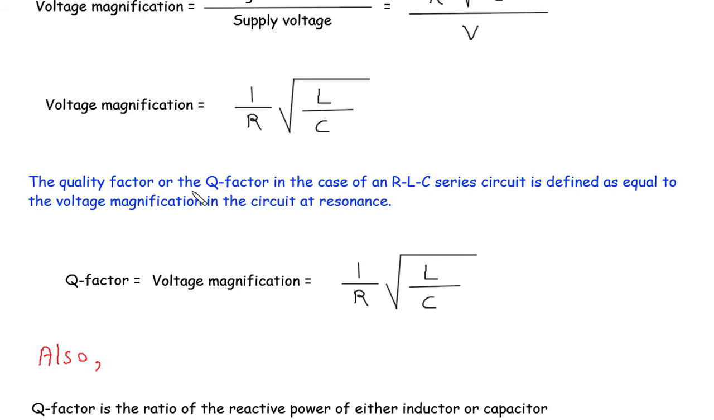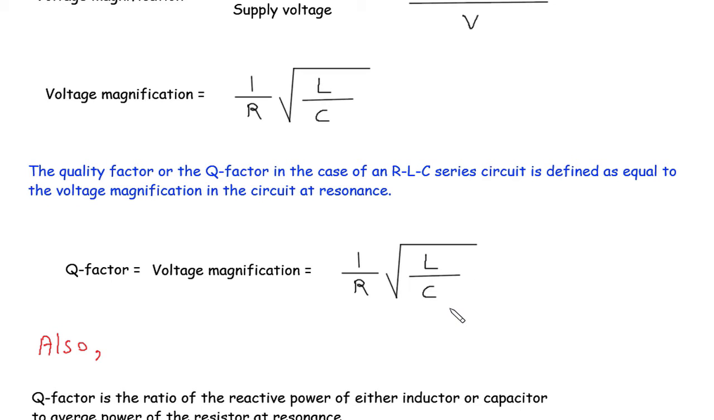The quality factor or the Q factor in the case of an RLC series circuit is defined as equal to the voltage magnification in the circuit at resonance. So this is one more definition for quality factor or Q factor. It is equal to voltage magnification. The Q factor is equal to voltage magnification, and the expression for the voltage magnification is this, 1 by R into under root of L by C.